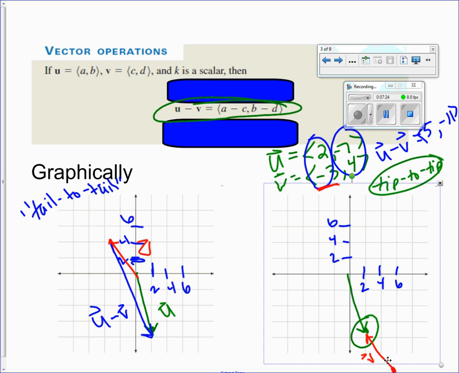Now when the vectors are tip to tip, you can go from the origin to the other initial point, and again you're going right 5, down 11, which is the exact same difference that we had before.